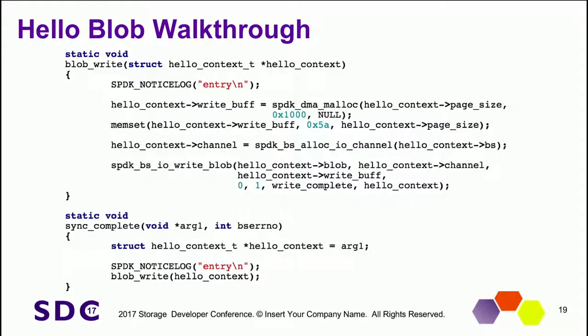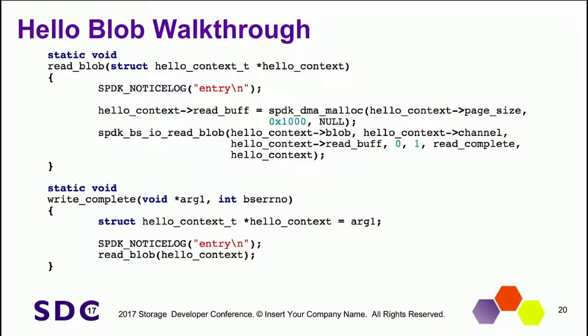So a write is writing to the blob. Give it the channel, give it the write buffer that holds the data we want to write. I'm just going to start it at page 0 and write for one page. And when Blobstore is done, I want it to call my write complete function and give me my context back. Okay, there's my write complete.